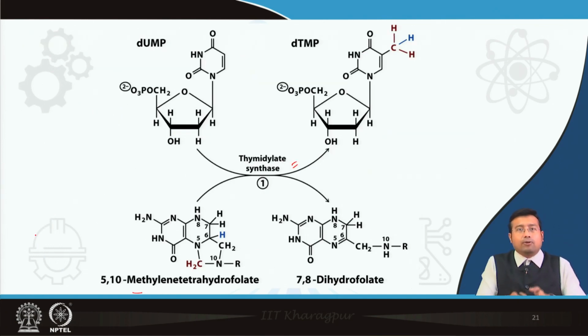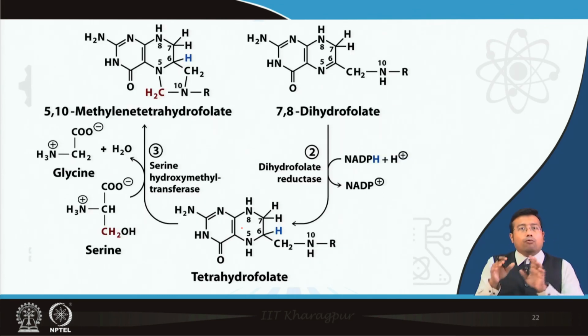N5,N10-methylene tetrahydrofolate itself is converted to dihydrofolate. You can track the structure if you are interested to see what molecules are getting transferred, or from where exactly the methyl group is getting transferred. It is this one and this hydrogen, they are getting transferred to form dTMP. Our job is done. So what do we need more? We need more N5,N10-methylene tetrahydrofolate so that multiple dUMP can be converted to multiple dTMP, right? So we need regeneration of N5,N10-methylene tetrahydrofolate.